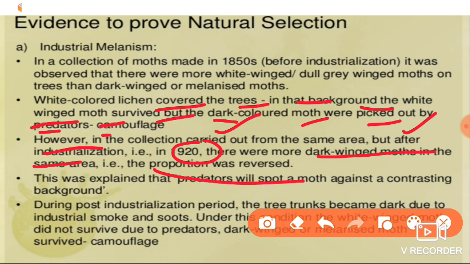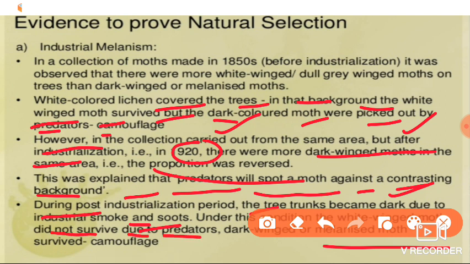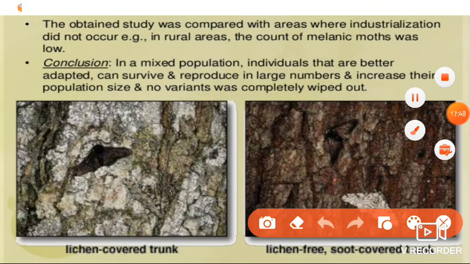This explained that predators will spot a moth against a contrasting background. During the post industrialization period, the tree trunk became dark due to industrial smoke and soot. Under this condition, the white winged moths did not survive due to predators. Dark winged or melanized moths survived because of camouflage. This is industrial melanism. Now, what conclusion did the scientists come to? Here is another point they have given.